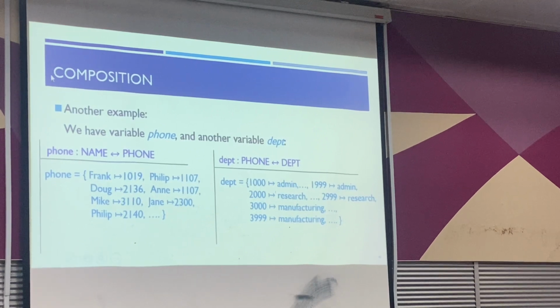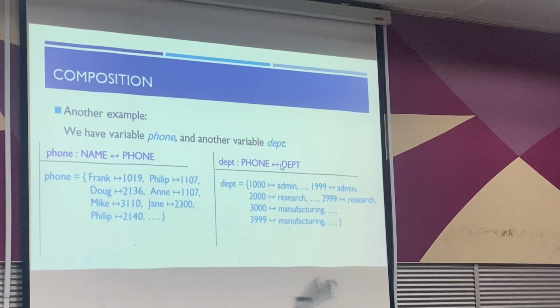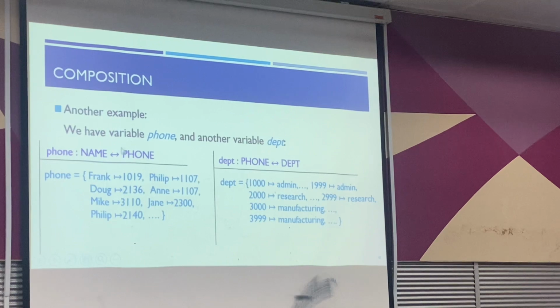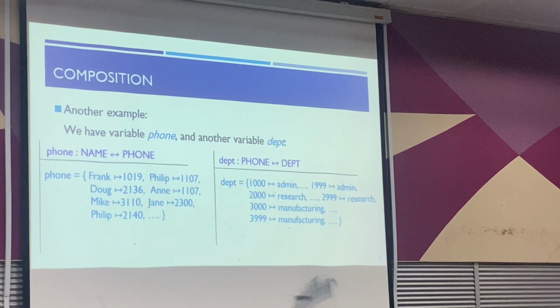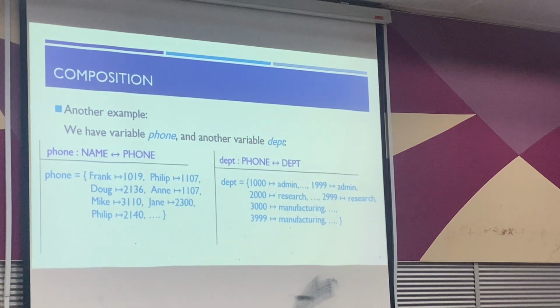So this is another example. Phone department. Make sure that here is phone, here is also phone: the range of this one and the domain of this one must be the same type, not a different type. Different types cannot match. Even though it's a phone number also, the type here is PH and here is phone, so they are two different basic types. So you cannot combine. If you want to combine, make sure that it is the same type.